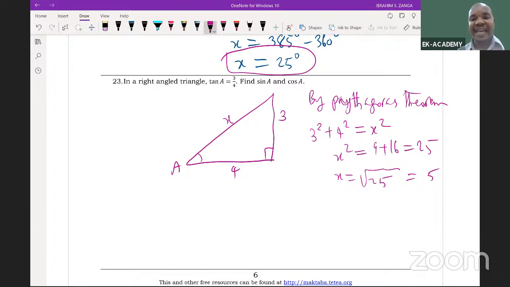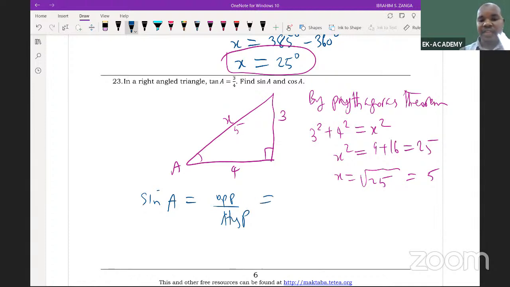Okay, find sine A and cosine A. So here is 5. So what is the value of sine A? Sine A, we know that it is opposite over hypotenuse side. And opposite here is 3, so 3/5. What about cosine A? Cosine A, we know that it's adjacent side over hypotenuse side, and adjacent side is 4, so 4/5. That is solution for question number 23.